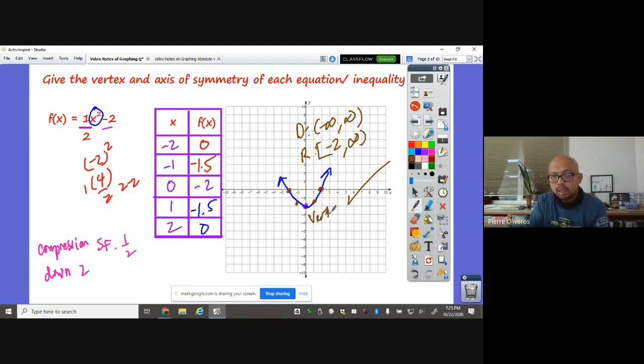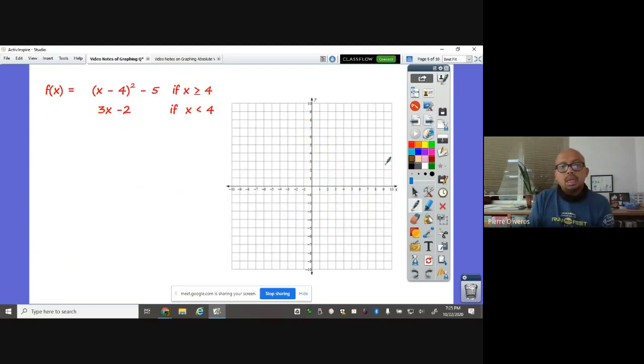And that's your vertex, which is (0, -2), right? There you go. So this time we're given a piecewise function: (x - 4)² - 5. We know this will go right 4 and down 5. So we're going to go right 4, down 5: 1, 2, 3, 4, 5. Okay. Now I'm going to give you a little shortcut.